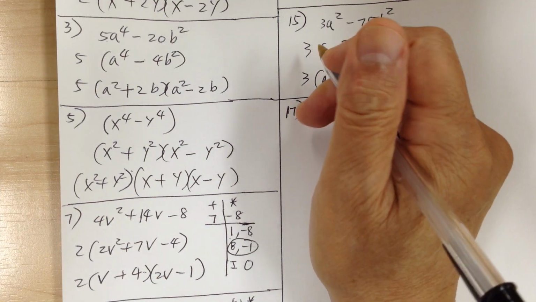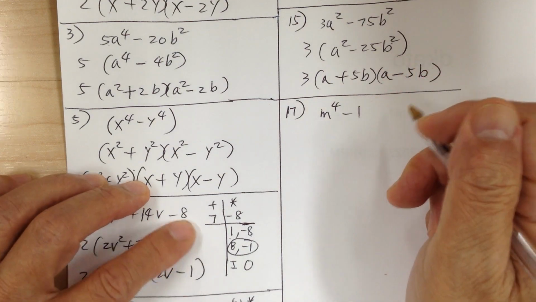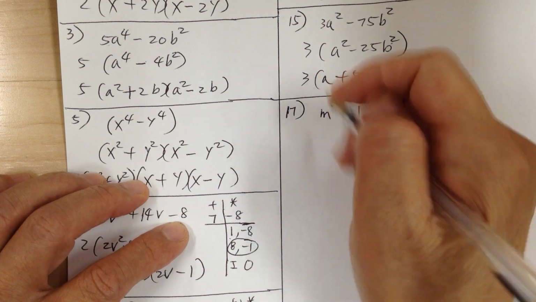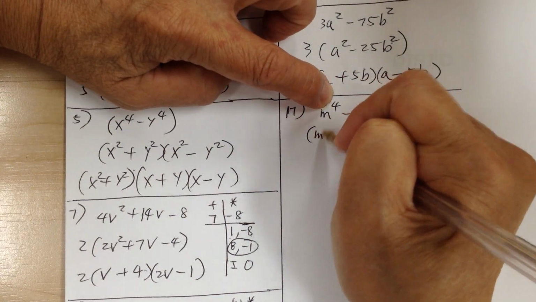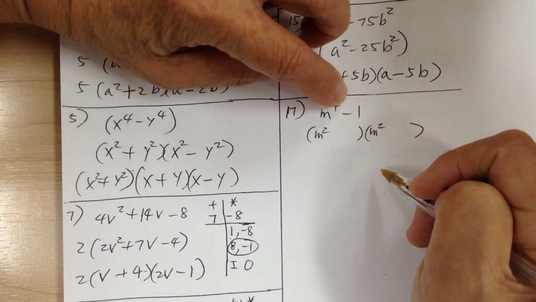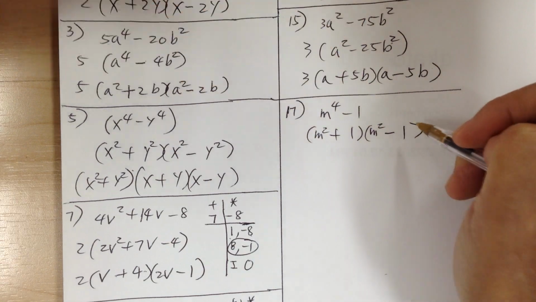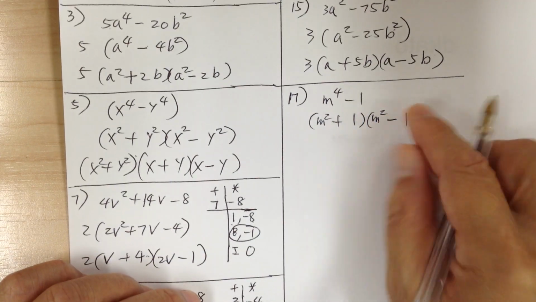Okay, 17. I have m to the 4 minus 1. So step 1, common factor, cannot. Step 2, square minus square, so that's going to do this. To get that, I need to get m squared, right? To get minus, I need plus, minus. To get 1, I get 1 and 1, okay? But this is step 2 again, because you've got square minus square.